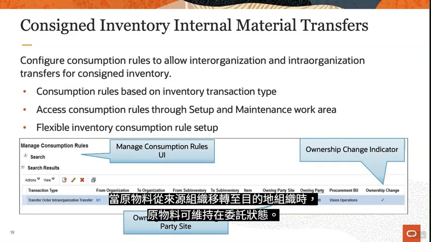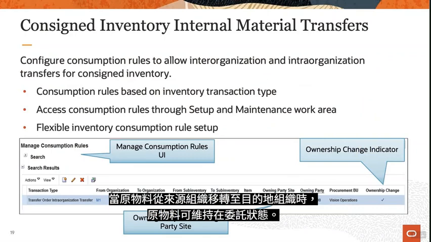The Manage Consumption Rule user interface is used to determine which transaction types trigger consumption. In addition to transaction types, rules also support attributes such as owning party of the consigned inventory, from inventory organization to inventory organization, or from sub-inventory locator to sub-inventory locator, and so forth.